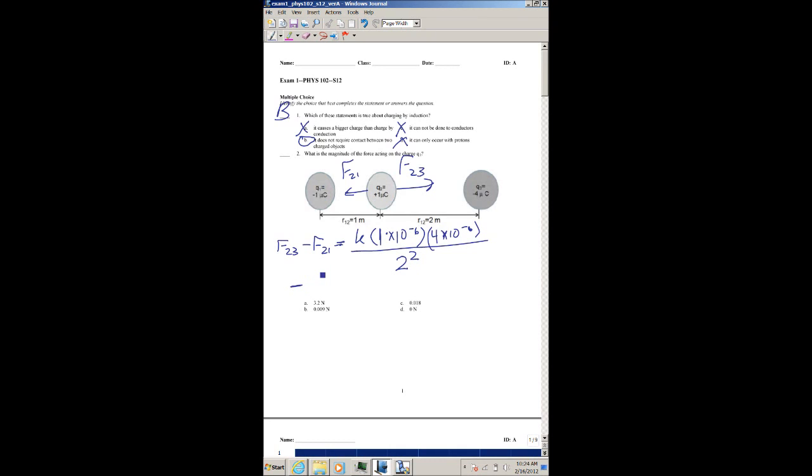Minus F21, which is going to be k times 1 times 10 to the minus 6 times 1 times 10 to the minus 6, divided by 1 squared. Now this 4 right here cancels with that 4, and the 1 just goes away, so I get k times 10 to the negative 12 minus k times 10 to the minus 12, so the net force then is 0. The right answer is D.